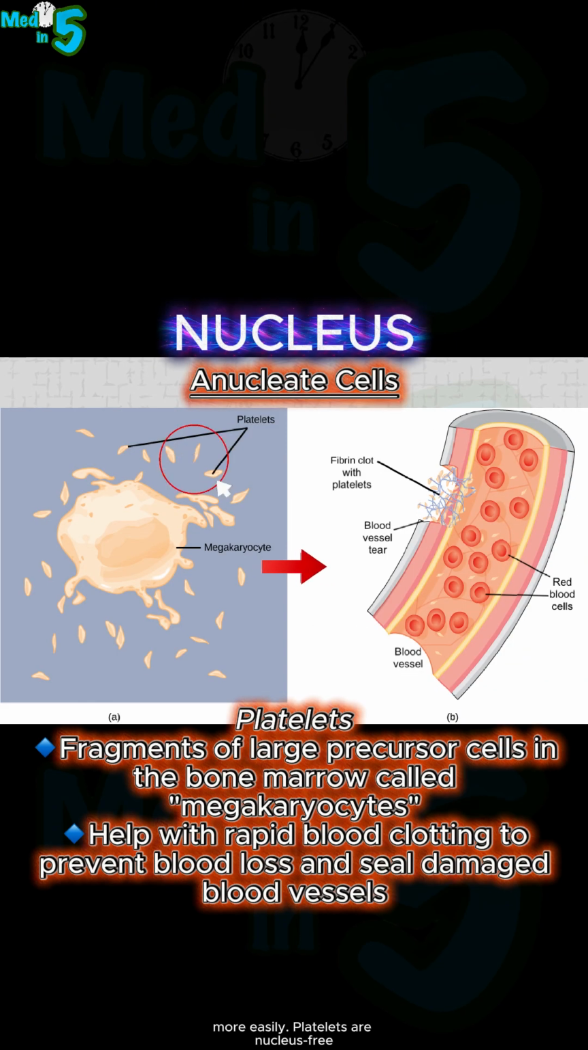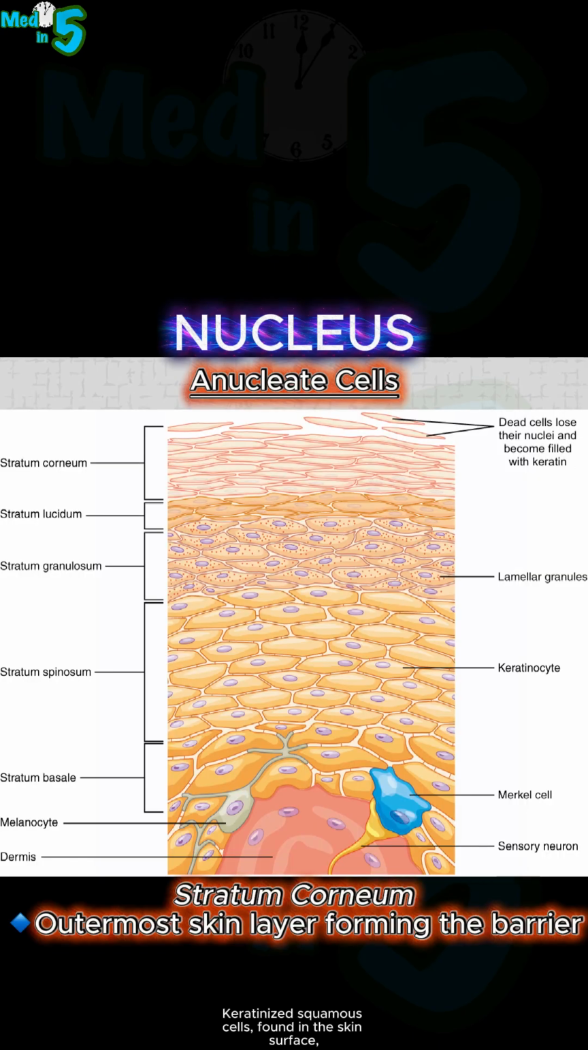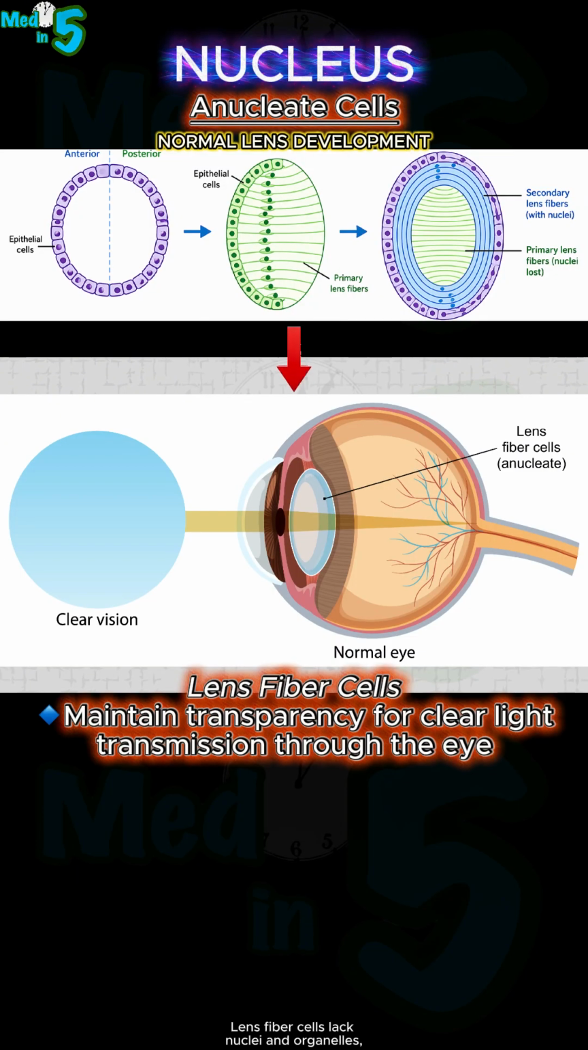Platelets are nucleus-free fragments of large precursor cells in the bone marrow called megakaryocytes. Platelets help with rapid blood clotting to prevent blood loss and seal damaged blood vessels. Keratinized squamous cells, found in the skin surface, shed nuclei to form a tough, waterproof barrier. Lens fiber cells lack nuclei and organelles, maintaining transparency for clear light transmission through the eye.